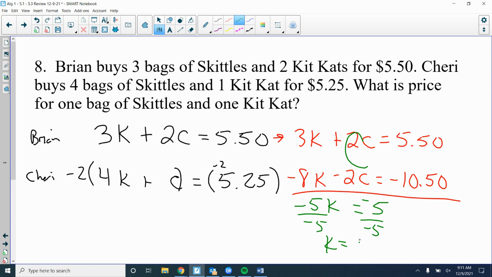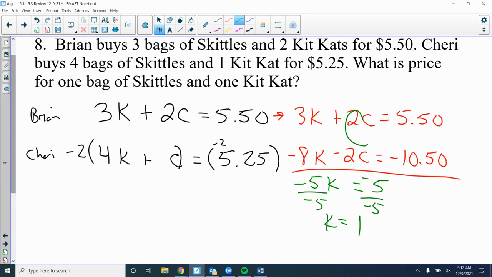Maya? Where's your calculator? It should be out. -5 divided by -5 is 1. So what costs $1? Skittles. Skittles are $1. Okay? Now we need to find the Kit Kat. Now, what am I going to plug in? 1 for what? Let's plug it in right here.